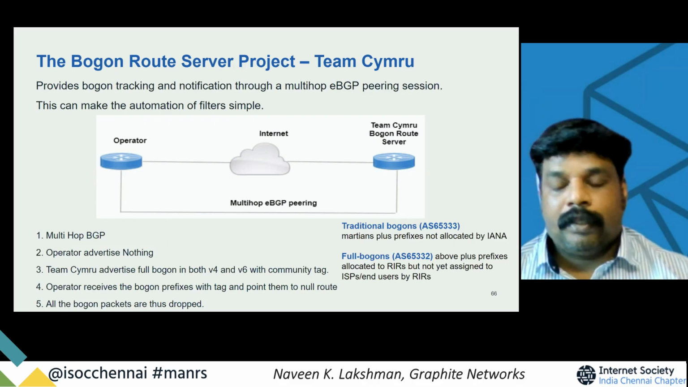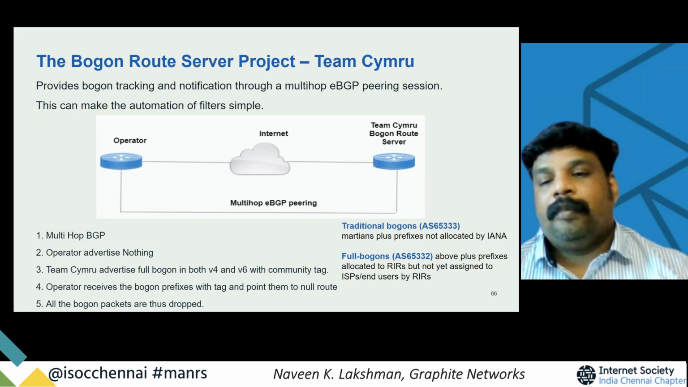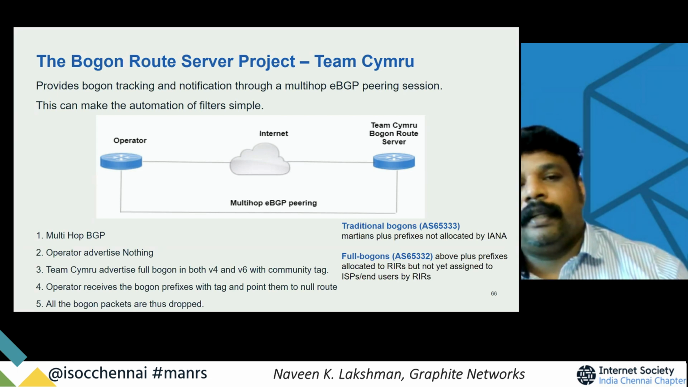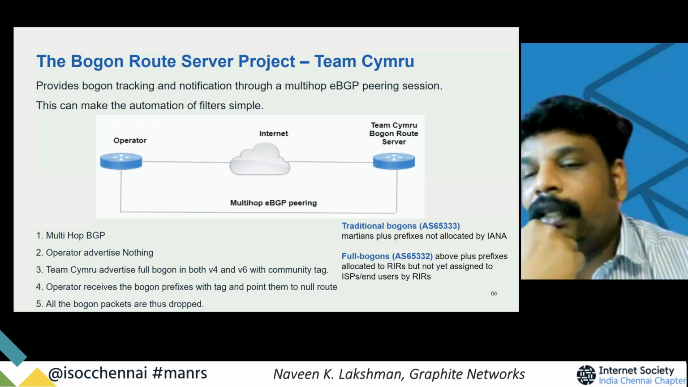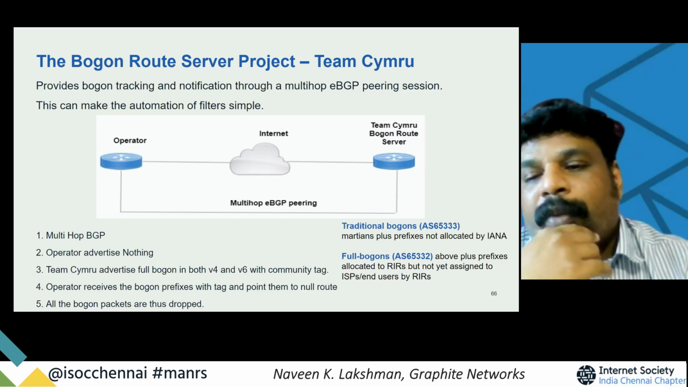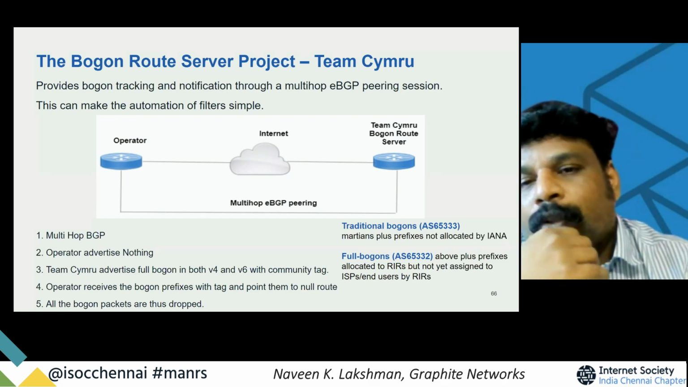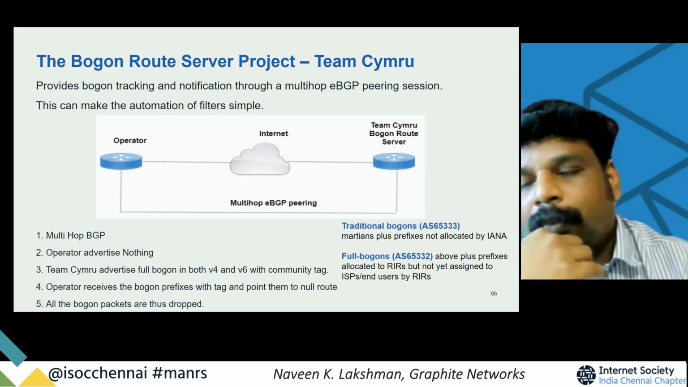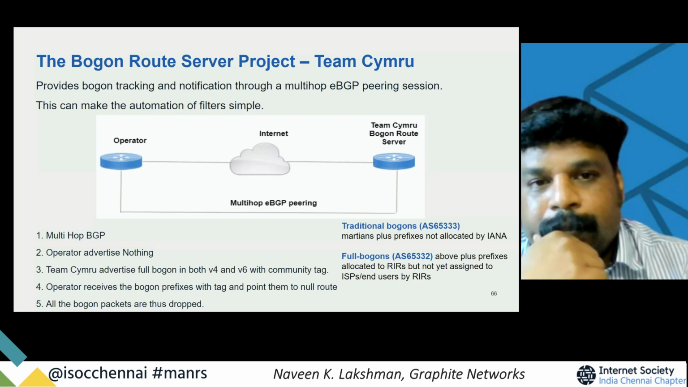If you want to receive the complete full bogons, the allocated plus the prefixes allocated to RIRs and not assigned to any RIRs, then you can peer with 65332. It's not necessary that you need to be directly connected. You can do an eBGP multihop peering with Team Cymru, and they would send you the list of full bogons or partial bogons based on which AS number you plan to peer with. That's how you keep track of it, because you can't manually track all those bogons. It has to be automated at some point of time. Team Cymru does that part. All you need to do is peer with them.